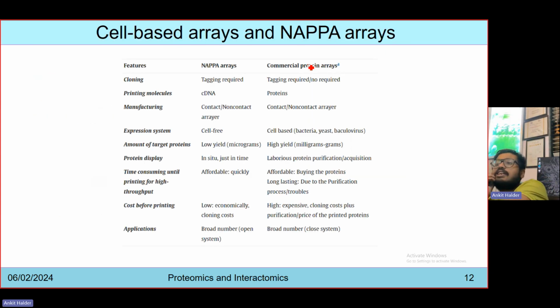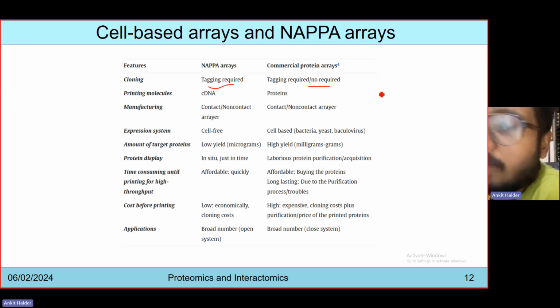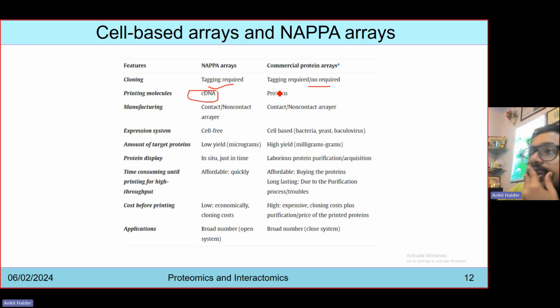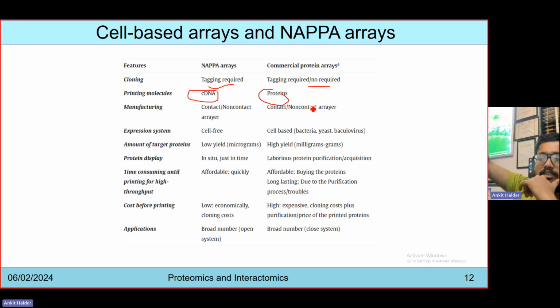Now, what is the difference between cell-based and NAPARS? I'll give you certain things that are required in NAPARS and the major difference from commercial protein arrays. For example, in cloning, NAPARS tagging is required, whereas in commercial protein assays tagging may or may not be required; it depends. Next, printing molecules. What are you printing on NAPA arrays? On NAPA arrays you are printing the cDNA, and in commercial protein arrays you are printing the proteins. So here you need to print the cDNA.